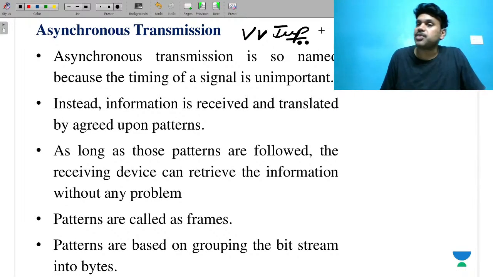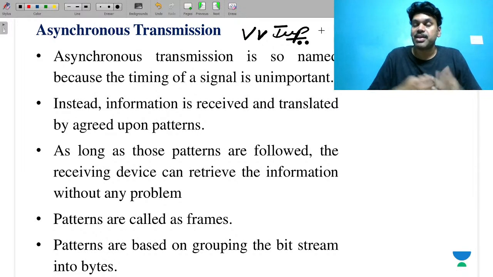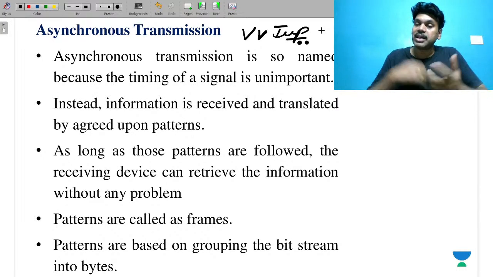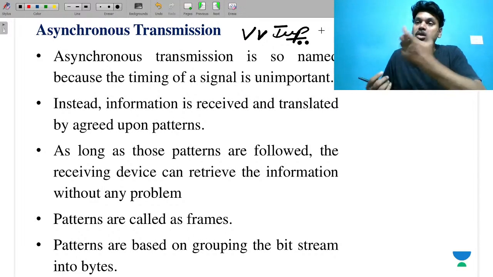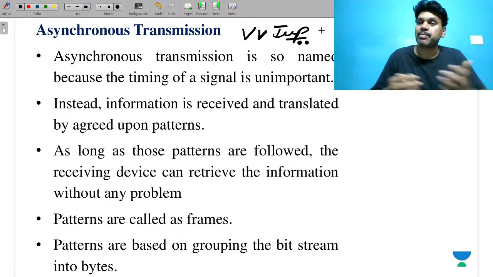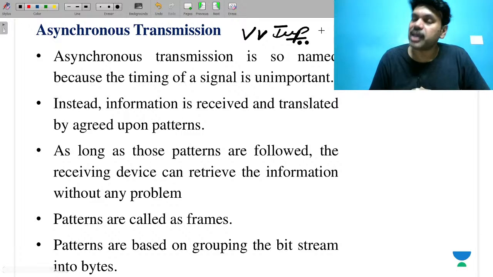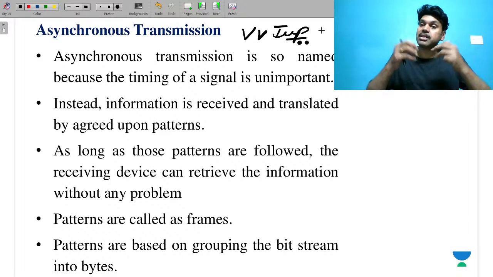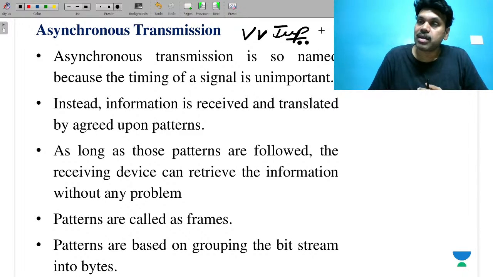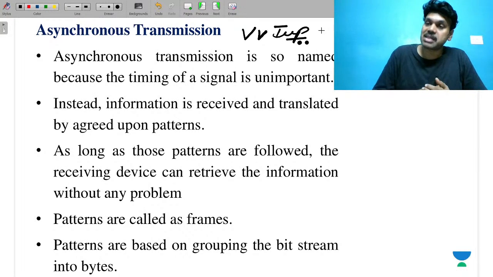So here let us see a few important points. One important point is asynchronous framing. Whenever I say asynchronous framing, it's nothing but a pattern. The data is transmitted to the receiver in the form of patterns only. All patterns are the same, so when patterns are going to the receiver, there is no problem. He can identify the boundary easily. Because the timing of the signal is unimportant, the receiver cannot detect the boundaries among the data bits. So these problems are identified by the sender.